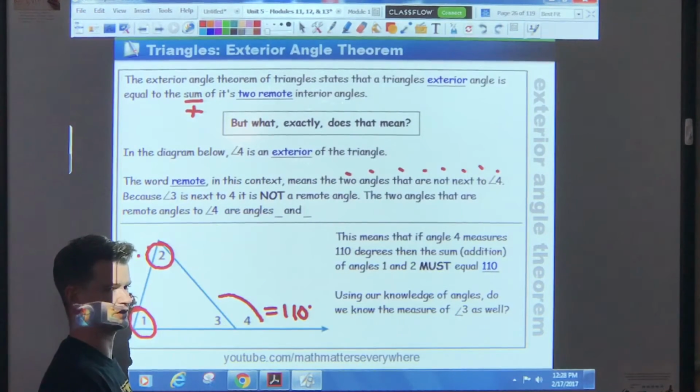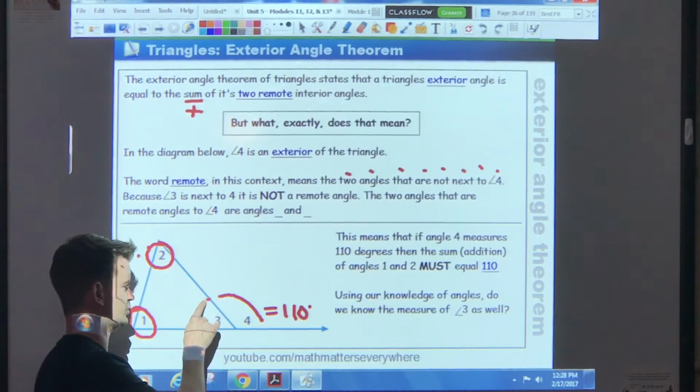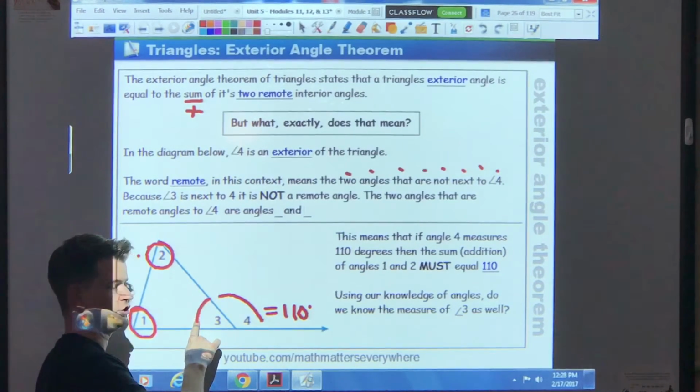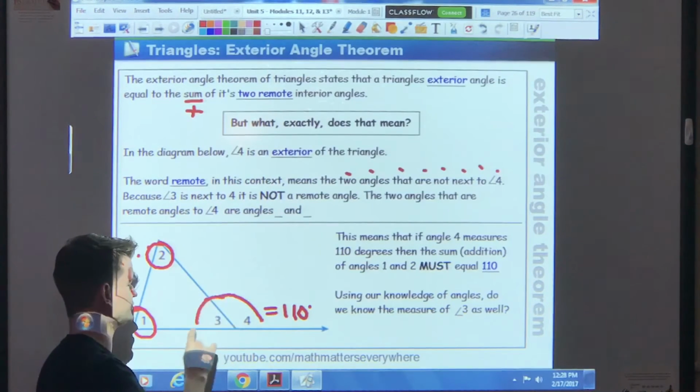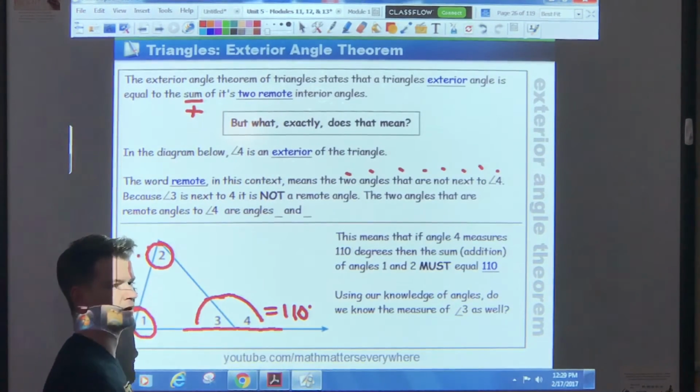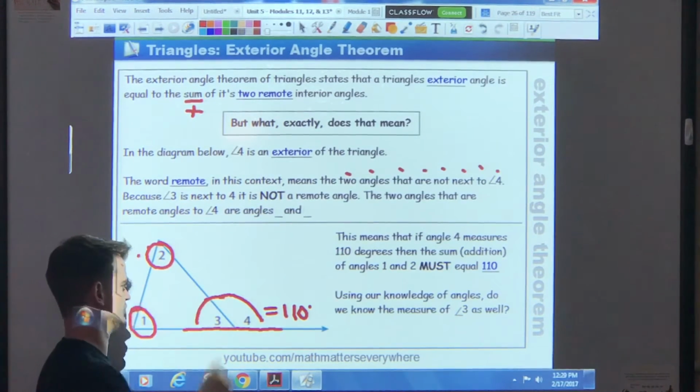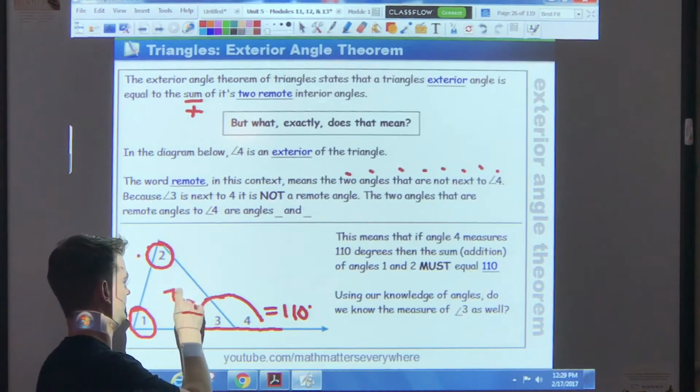As a follow-up question, there are 2 different ways you should be able to tell me the measure of angle 3. You can use triangle theory, which we did today, or you could use half circle or straight angle theory, but all of you should be able to tell me that angle 3 equals what? 70 degrees. Good job.